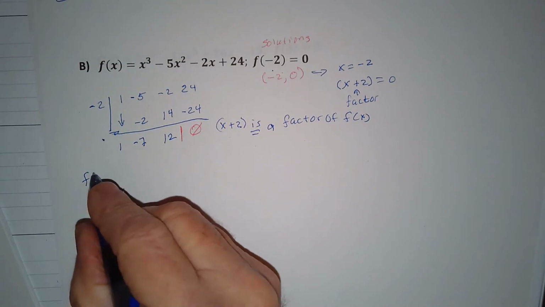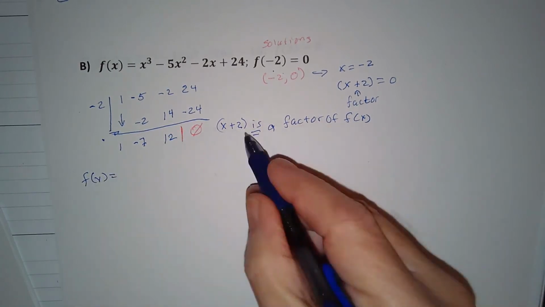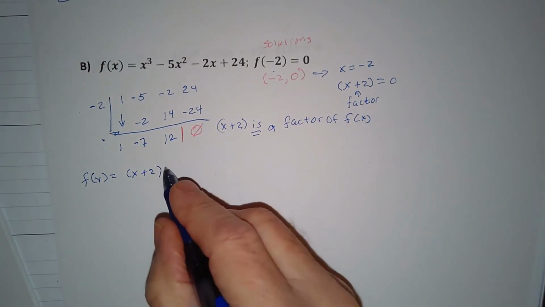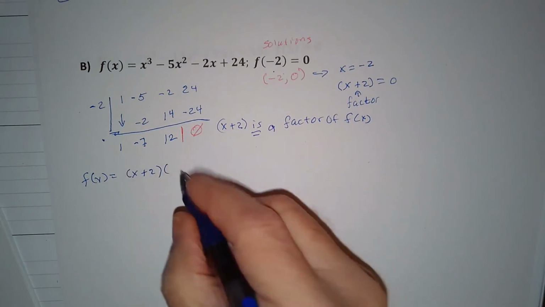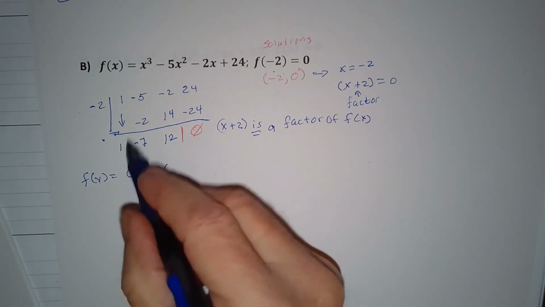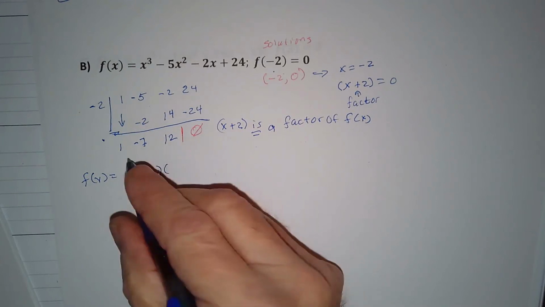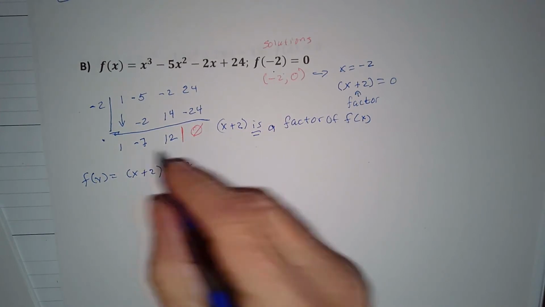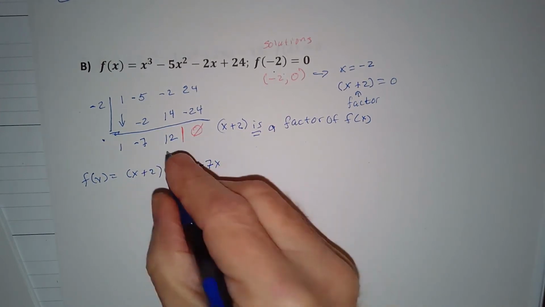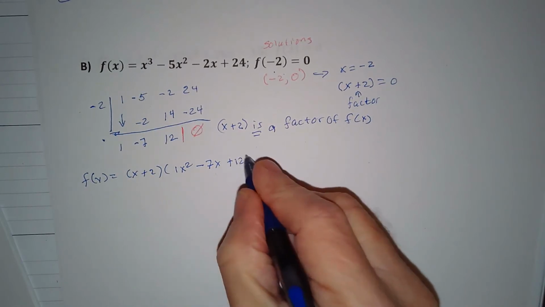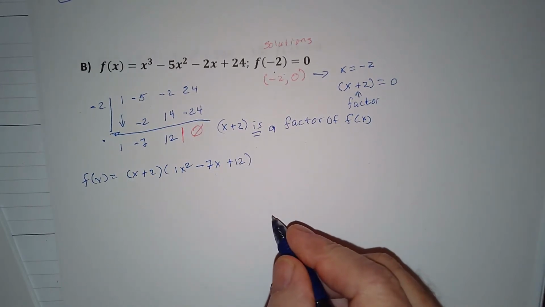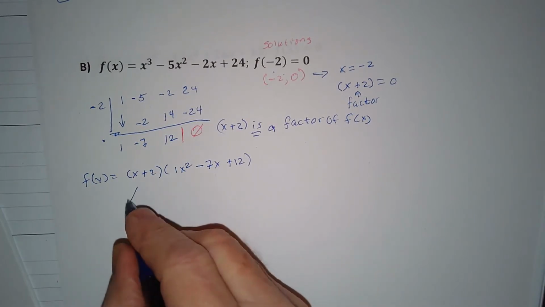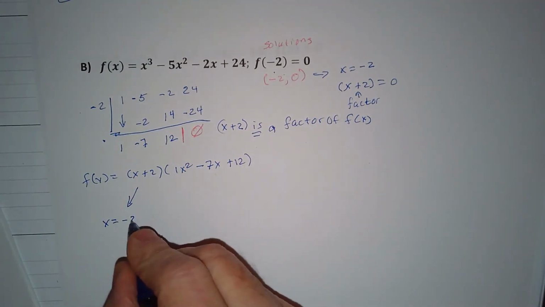So f of x equals, we're going to use the x plus 2 for a factor first. And then we're going to create a trinomial out of what we have here. So remember, we divided out an x, so we no longer have x cubed, we have an x squared. So this is 1x squared, right? And then negative 7x, and then plus 12. Okay? All right, and so we can set up x plus 2 to equal 0. So we know that that's going to be x equals negative 2.